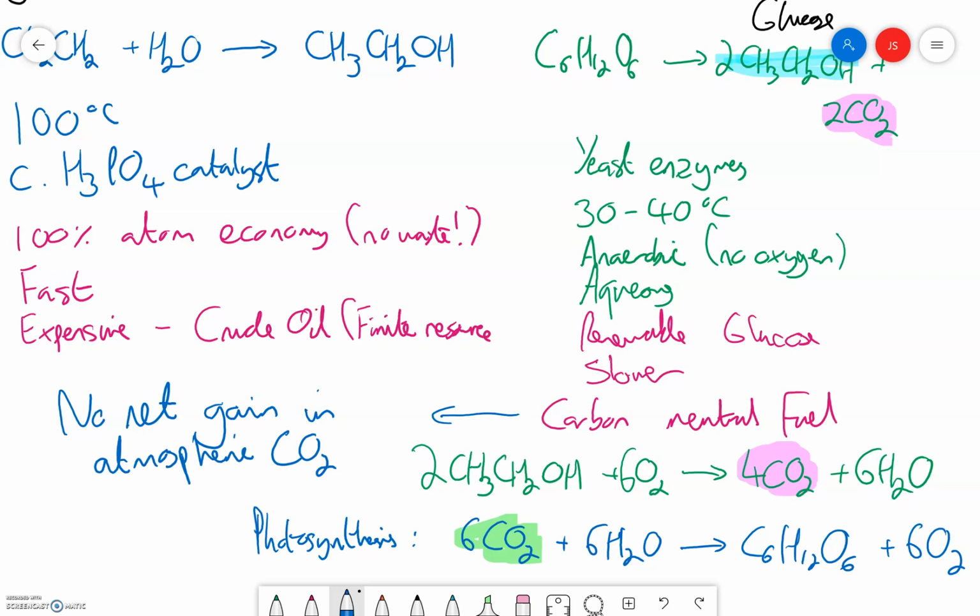I said potentially carbon neutral because obviously you need to harvest the crops, you need to transport the glucose, etc., and even generating temperatures of 30-40 degrees Celsius possibly relies on fossil fuels being burned at some point. So unless they're being run on biofuels themselves, I wouldn't necessarily call this whole process carbon neutral, but it certainly is more beneficial to the environment than the combustion of petrol, for example.